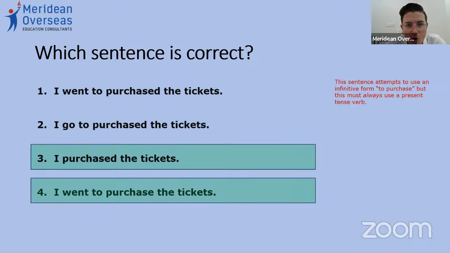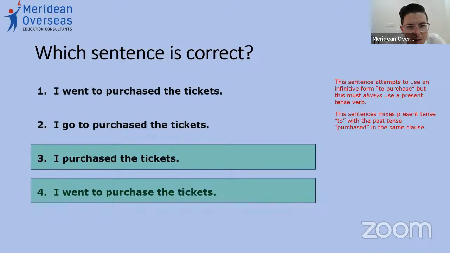So first one though, this one's wrong. This one attempts to use the infinitive to purchase, but when you use an infinitive, so that's to plus verb, then this must always use a present tense verb, okay? So I went to purchase the tickets, it's fine. I went to buy the tickets. You never use a past tense verb after the word to.